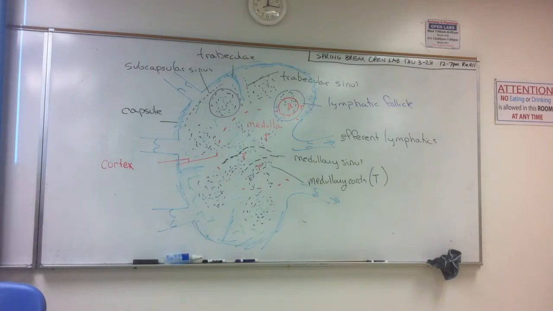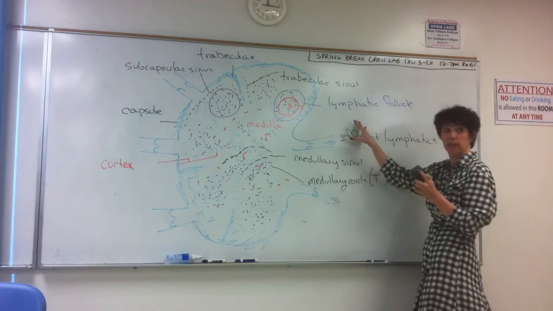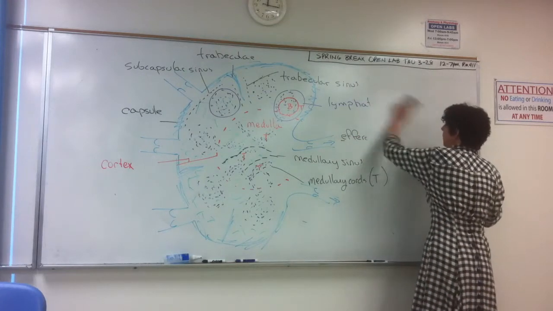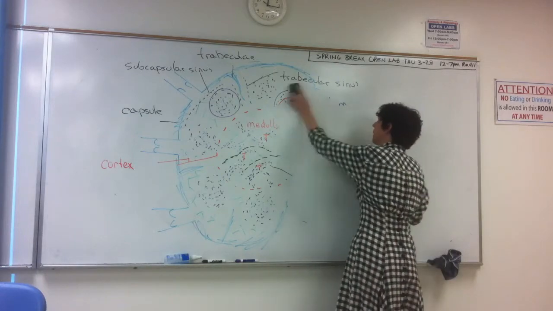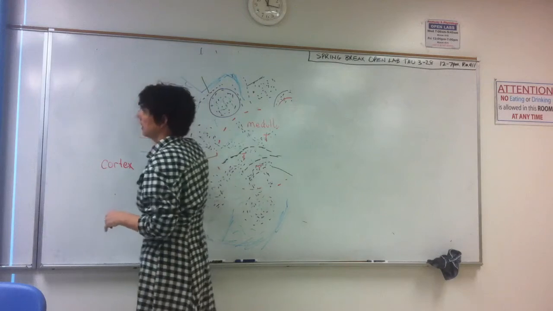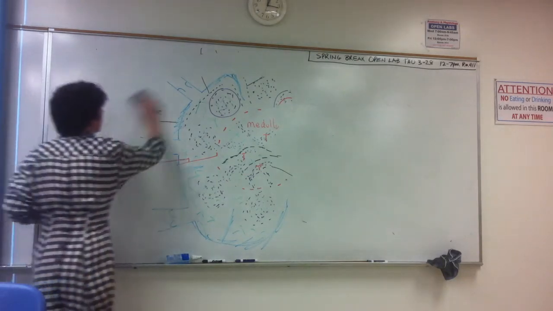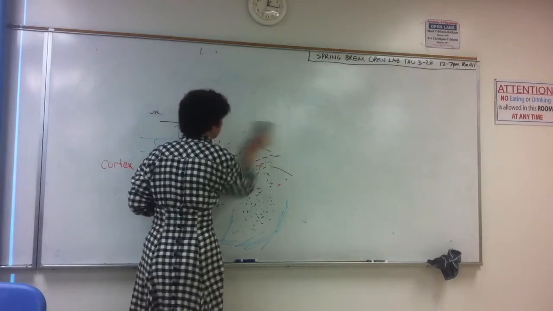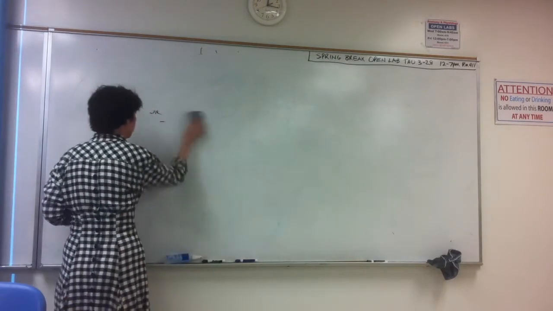Tonsils are unique appearing, so under even low power, may I erase the diagram? Guys okay with that? So under even low power, they can be identified because the surface is thrown into deep folds or crypts. So you can see that here, and while I'm erasing the board, I'll put a larger diagram.